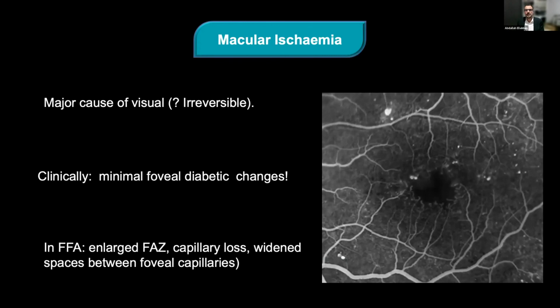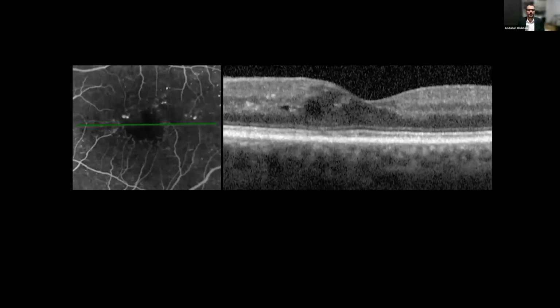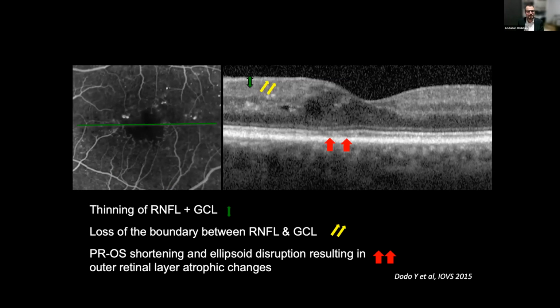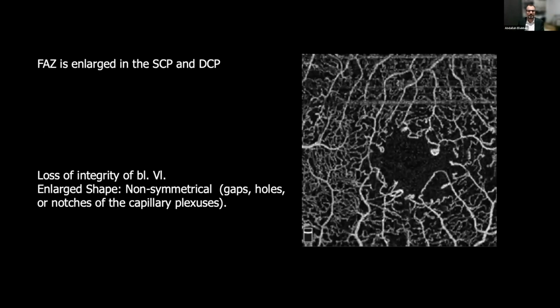Macular ischemia, we all know that we can detect macular ischemia from fluorescein, but interestingly, if we look carefully at the OCT scan, we can find macular ischemia, like thinning of the retinal nerve fiber layer. We can see loss of the boundary between RNFL and GCL, and we can also see some disruption at the level of the ellipsoid zone in OCT scan. Definitely, OCT-A is very useful in highlighting macular ischemia, and we can see the enlarged FAZ.